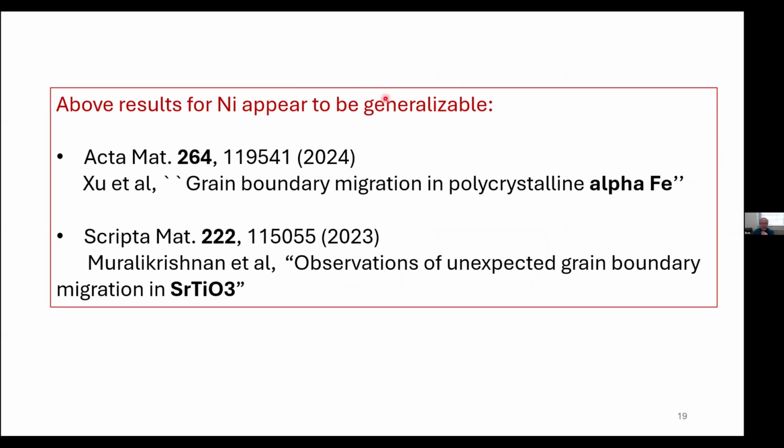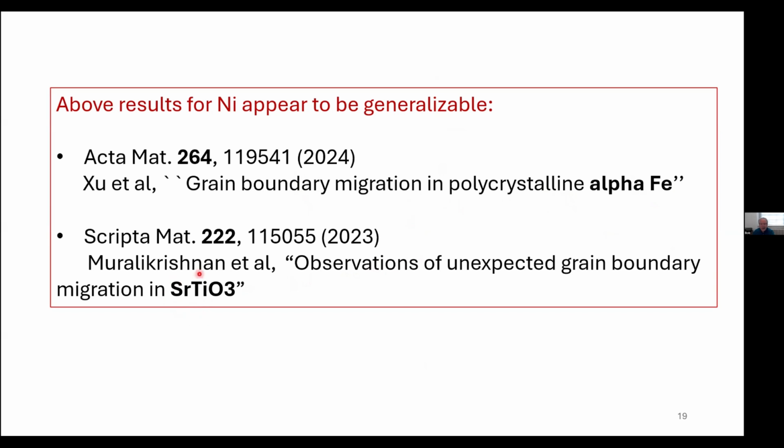Okay, the above results appear to be generalizable. That is to say, we've also taken data on a polycrystal iron sample, and analysis gives quite comparable behavior to the nickel. Iron is less anisotropic than nickel is, and so the variations are less, but it still had qualitatively the same behavior.